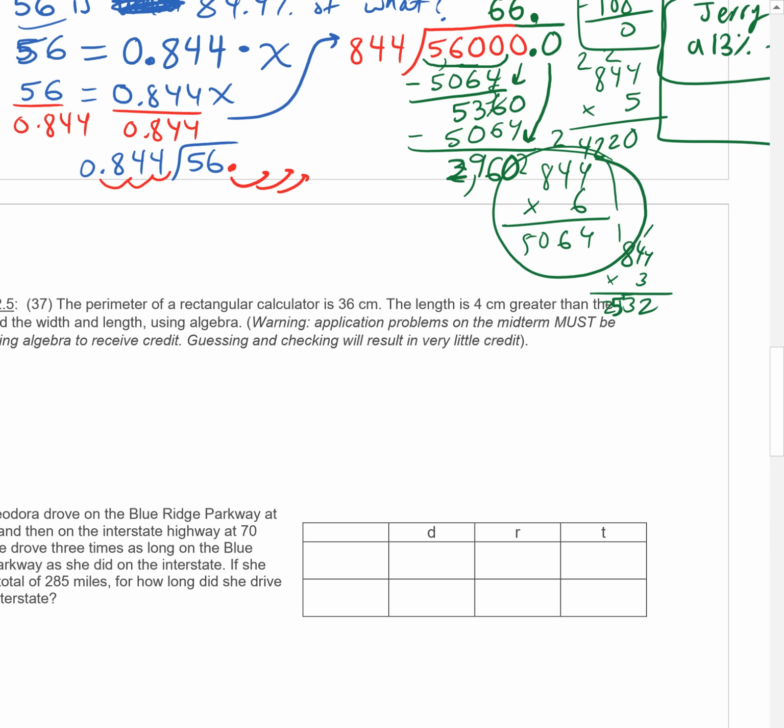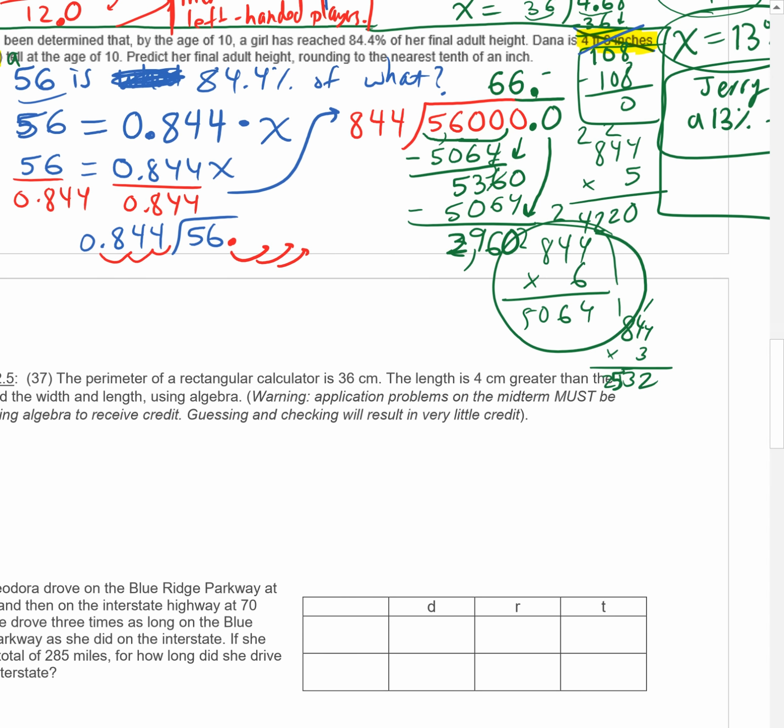Alright, I think it just goes in 3 times. 3 times 844, like we saw down here, was 2,532. If I subtract those, I'm left with 428. Bring down another 0, and now my patience is not so great, huh?